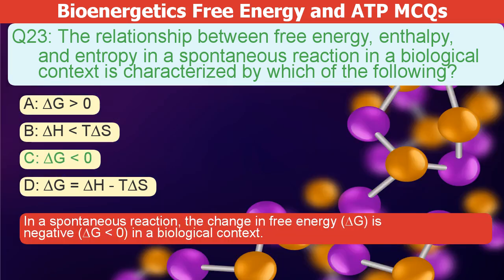The correct answer is C. In a spontaneous reaction, the change in free energy, delta G, is negative, delta G is less than 0, in a biological context.